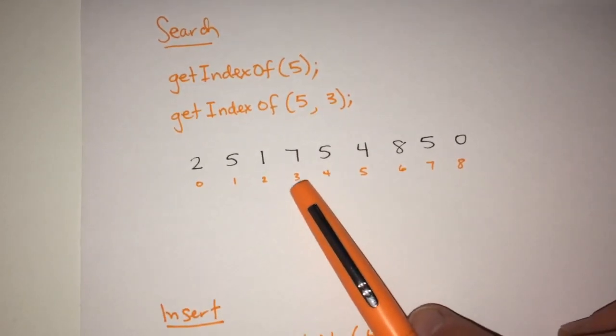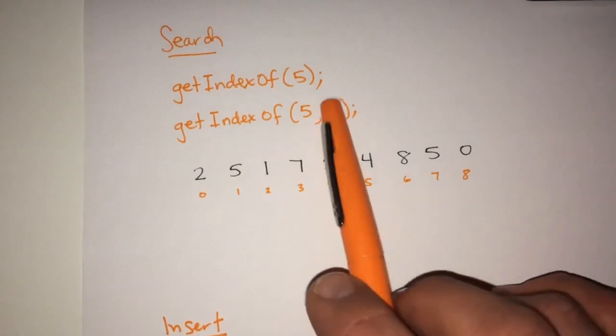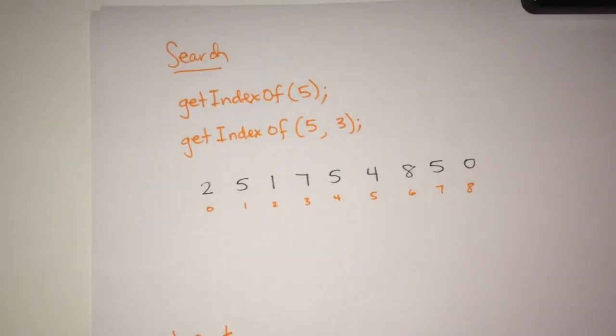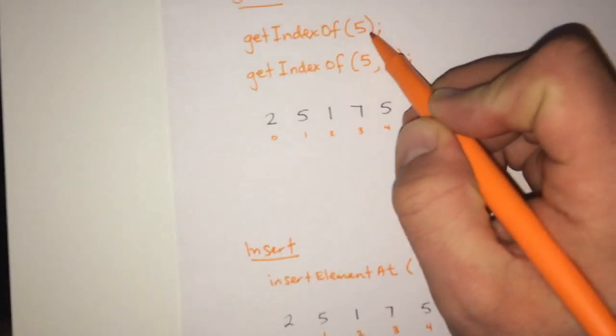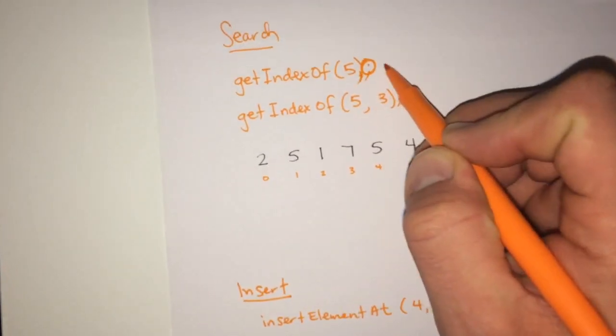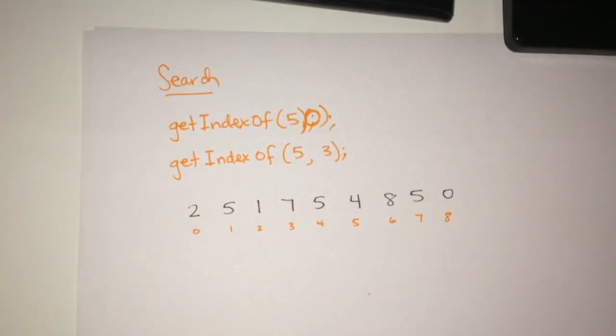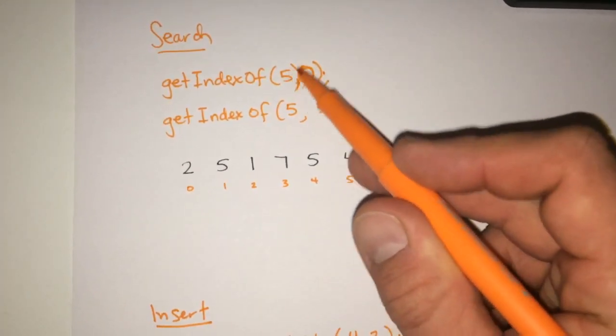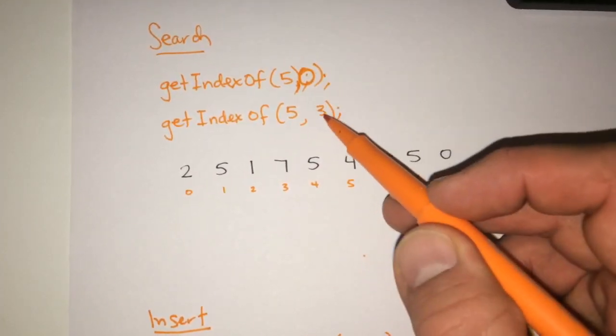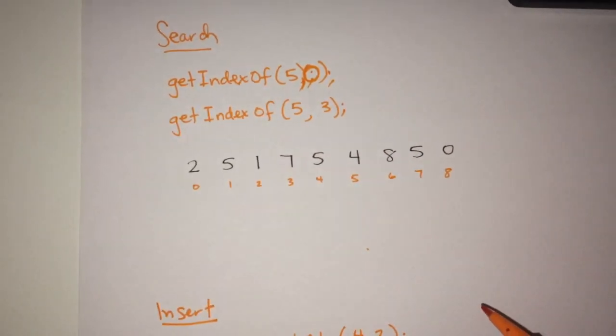So in this case, this is kind of the same as saying get index of 5, comma 0. In fact, that's one way you can implement it if you want to: if you call the method without a second parameter, it just goes ahead and calls this one with the parameter 0.